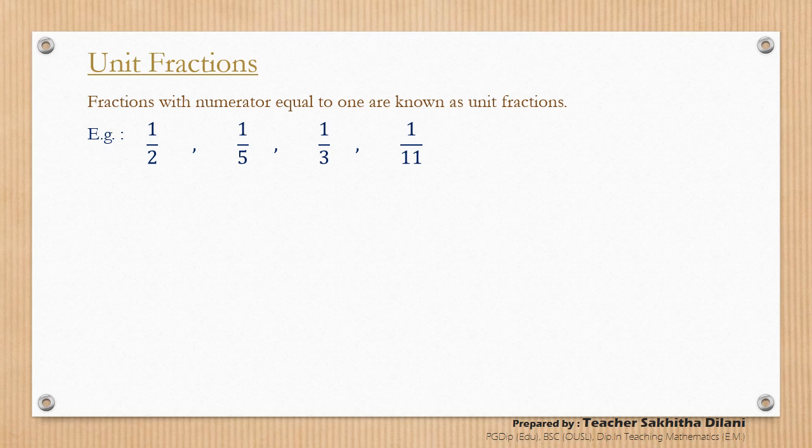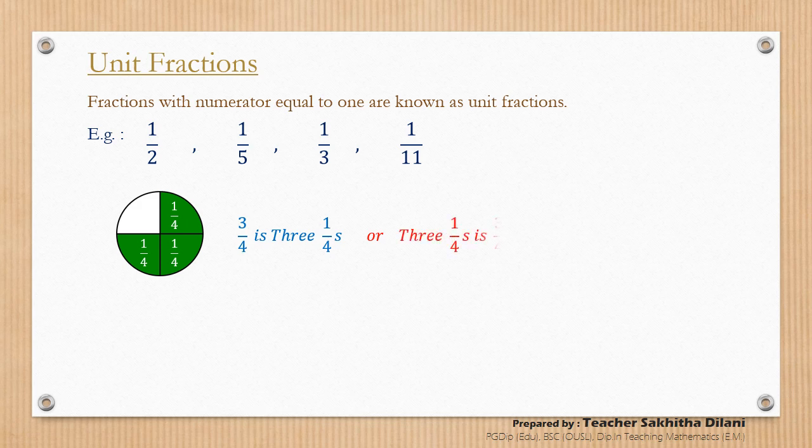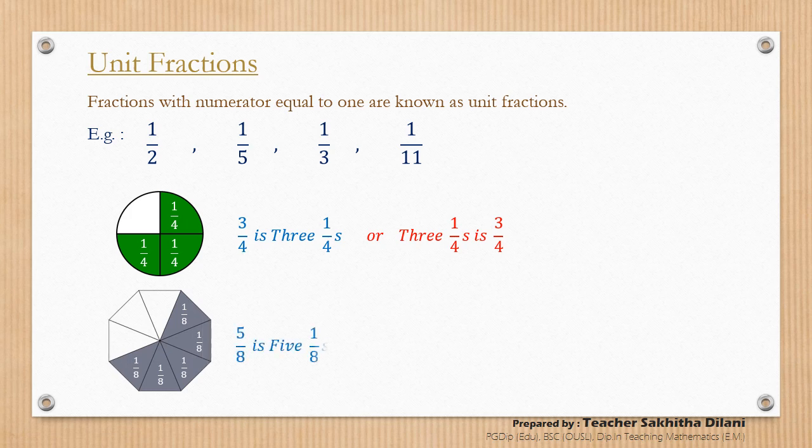Now, let's see how to write proper fractions using unit fractions. 3/4 is 3 × 1/4. If not, 3 × 1/4 is 3/4. Another example, 5/8 is 5 × 1/8, or 5 × 1/8 is 5/8.